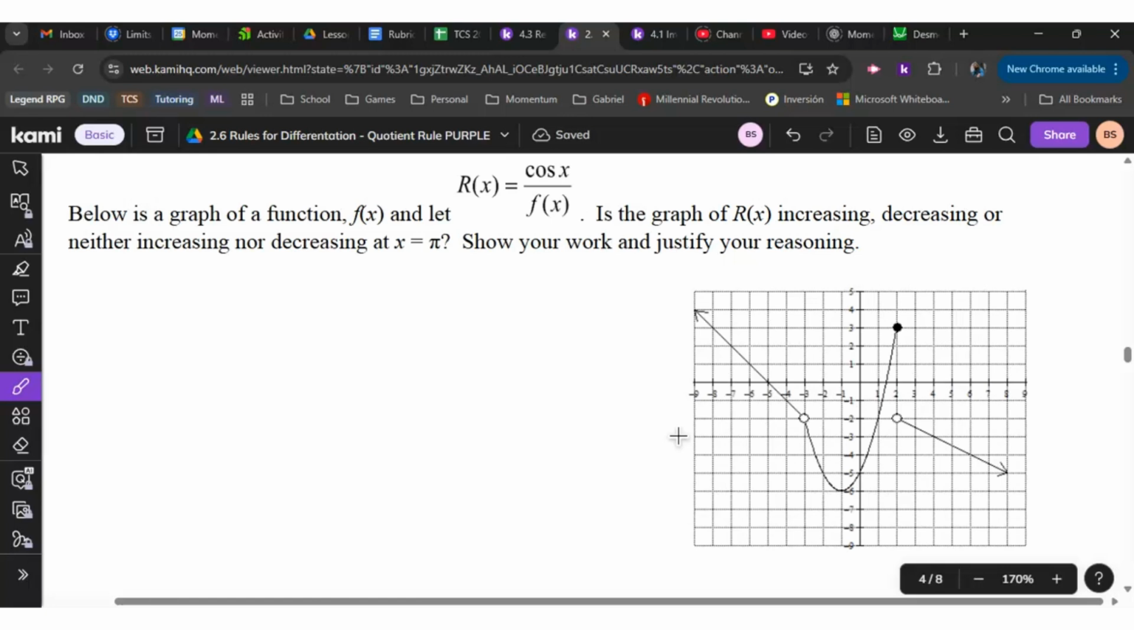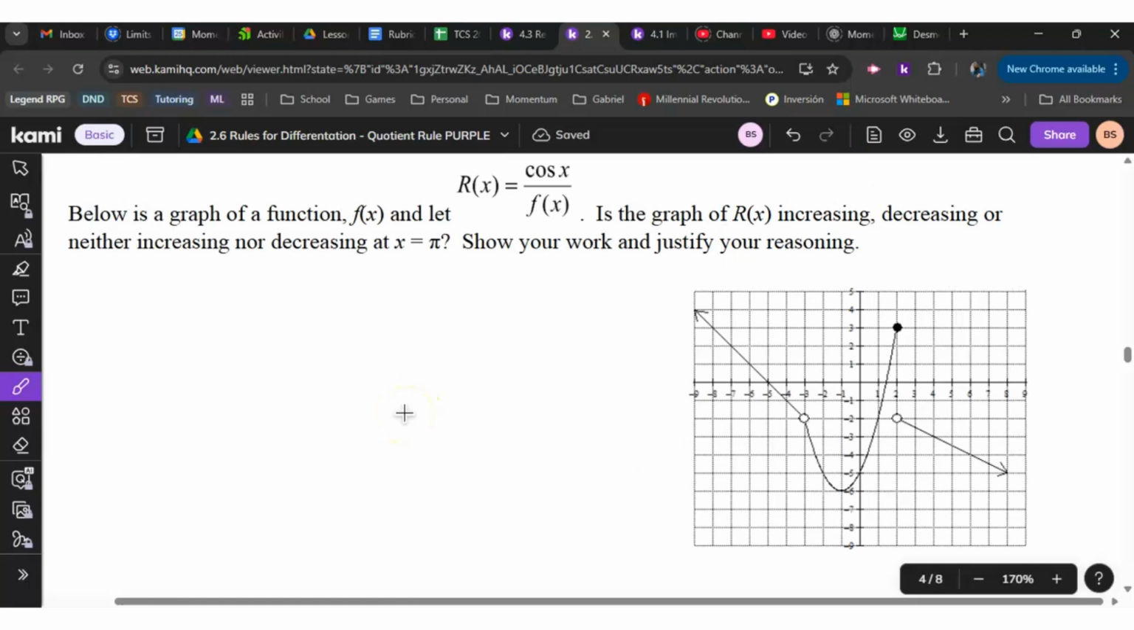Then it asks me here for using quotient rule, I should say. Then it says find where it's increasing and decreasing. How do we figure that out? How do we know? It's on the blue poster. Yeah, if it's positive, it's increasing. If it's negative, it's decreasing. What happens if it's zero? It's a critical point, right? So it's not increasing or decreasing. So what we need to do is find the derivative, plug in pi, and then interpret what that means, okay?